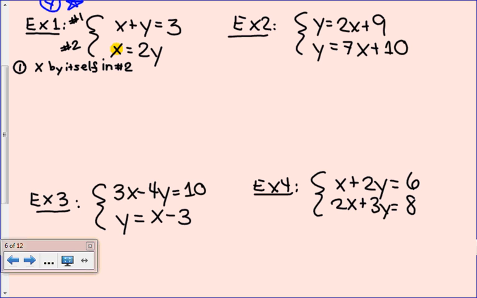So in step number 1, we're going to write down that we want x by itself in number 2. So then I'm going to rewrite number 2. Now x is already by itself. Do I have to do another step? No. So we are good to go right there.